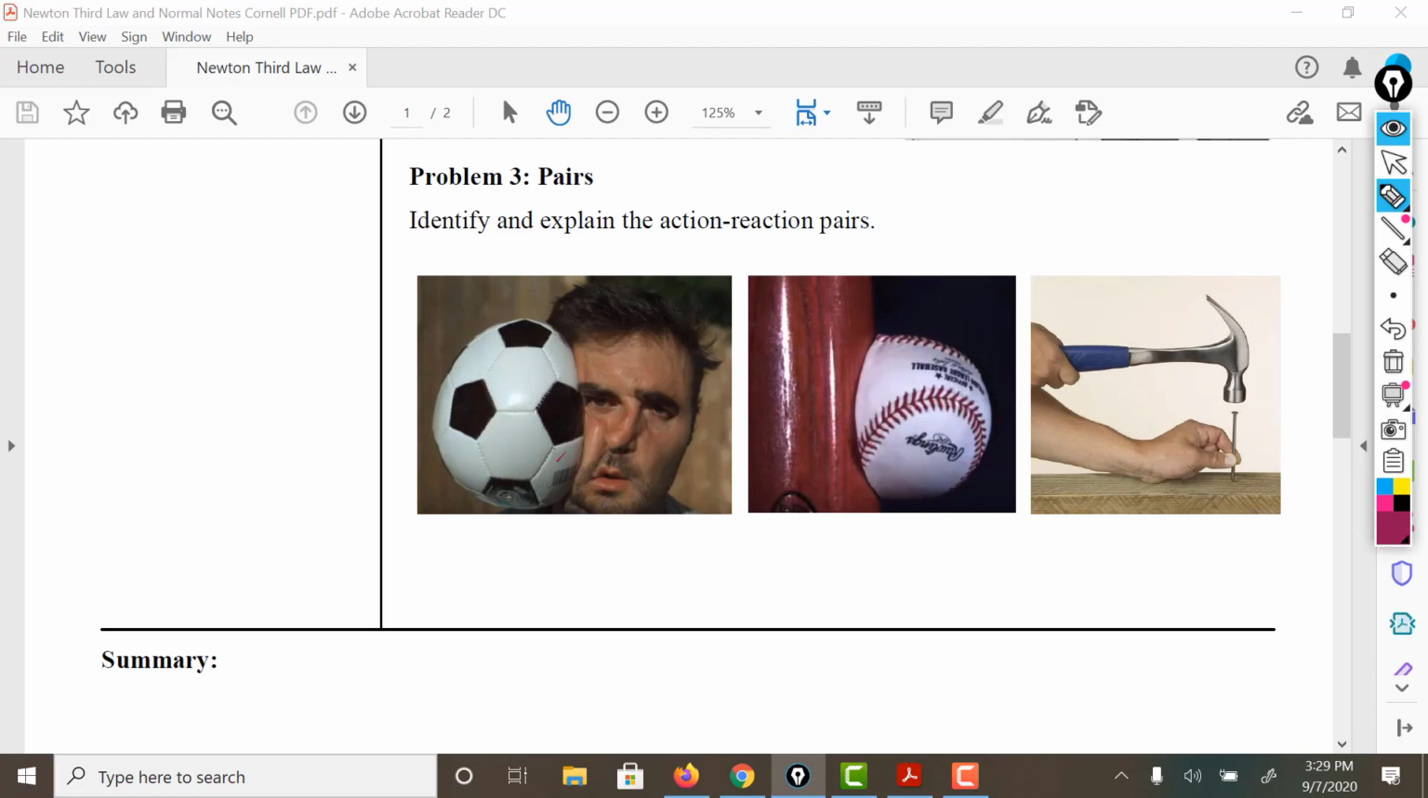Okay, and this is not a Photoshop picture. I'm going to show you a video, and you're going to be like, "What the heck?" It's physics. It's reality. Okay, so the action-reaction pair here is the ball and the face, right? The ball hits the face, the face hits the ball. Boom, third law. Okay, baseball.